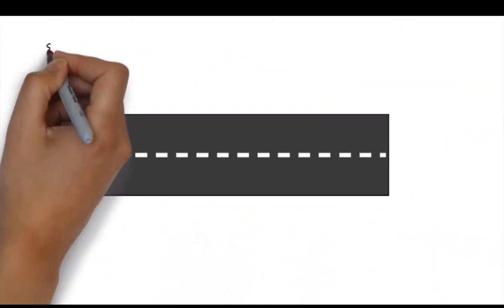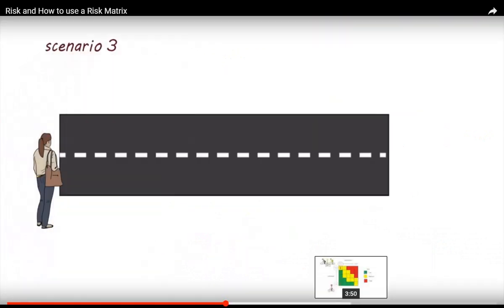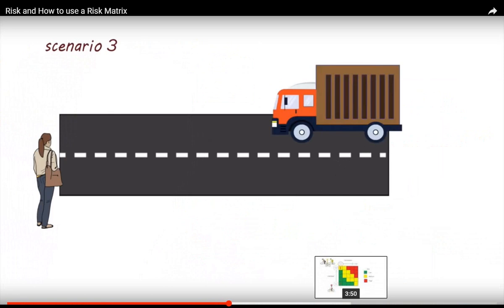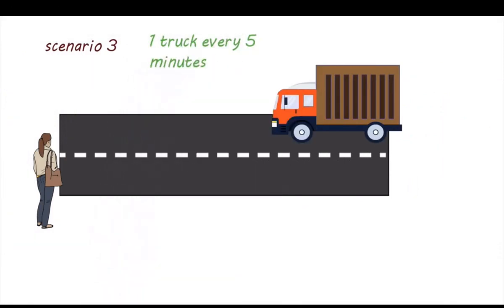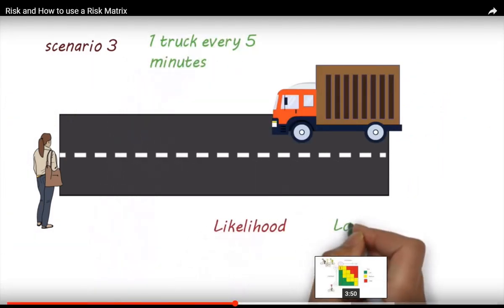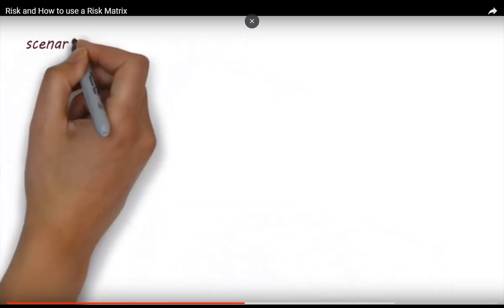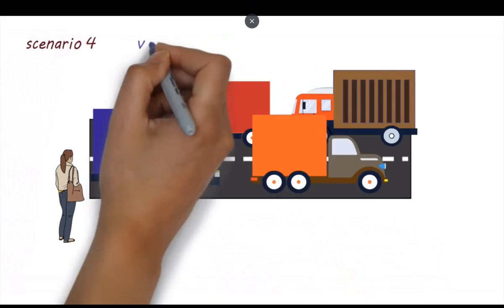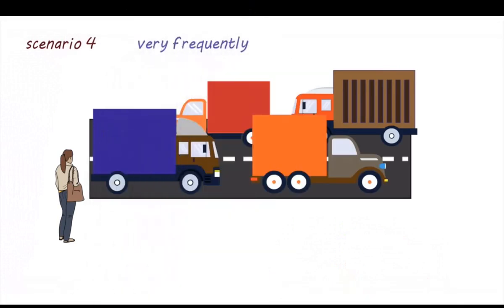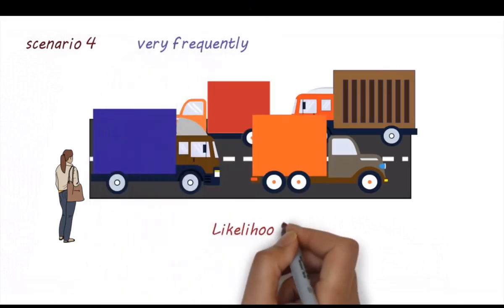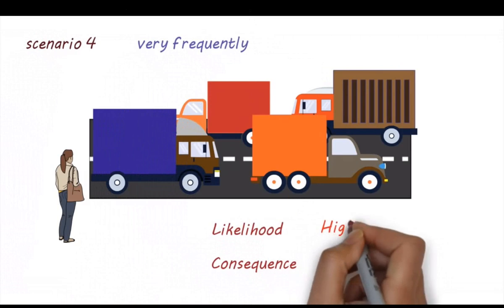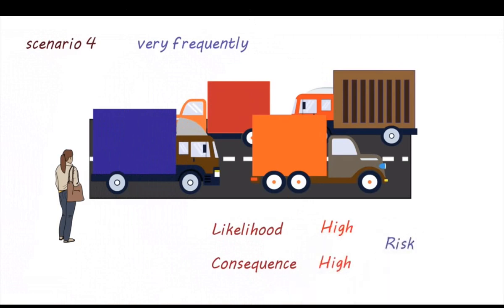But what if things were different? Let's change that bicycle to a truck. Now with a truck passing every 5 minutes, the likelihood of a crash would still be low. However, the consequence is far more severe. Now, imagine if it was a busy truck route and trucks were going on this road very frequently. In this scenario, both the likelihood of a crash and the consequence will be high, which means that the overall risk would be high. You wouldn't even consider crossing this road, right?